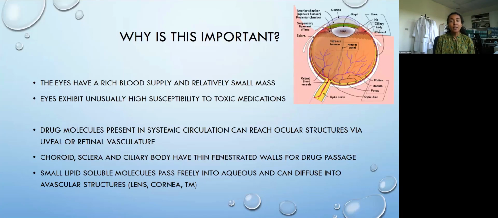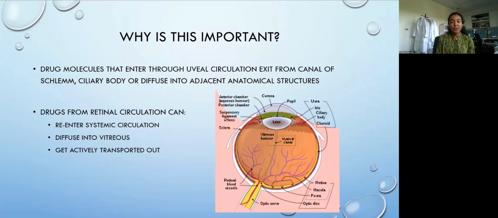And so this way, small lipid molecules can pass freely into the aqueous and also diffuse into avascular structures, such as the lens, the cornea, or the trabecular meshwork. So drug molecules that enter through the uveal circulation exit from the canal of Schlemm, ciliary body, or they can diffuse into adjacent anatomical structures. From the retinal circulation, they can re-enter the systemic circulation. The drugs can diffuse into the vitreous, or the drug can get actively transported out.